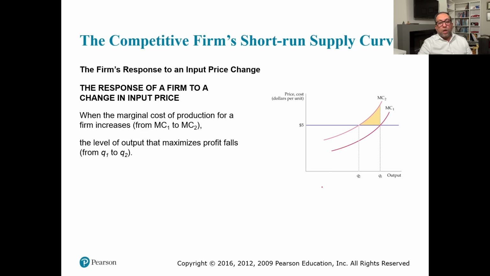The firm's response to an input price change: when the marginal cost of production for a firm increases from MC1 to MC2, the level of output that maximizes profit falls from Q1 to Q2. We see here, if the cost increases, this is going to be our new cost curve, and the output is going to be reduced from this point to this point.